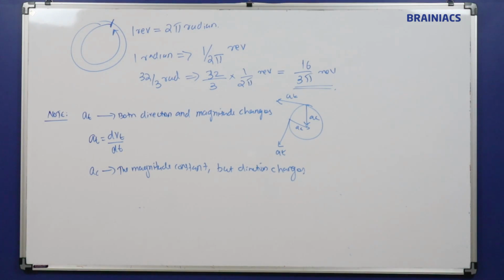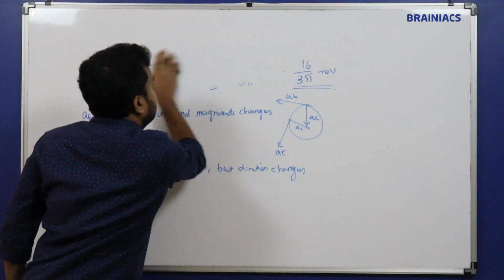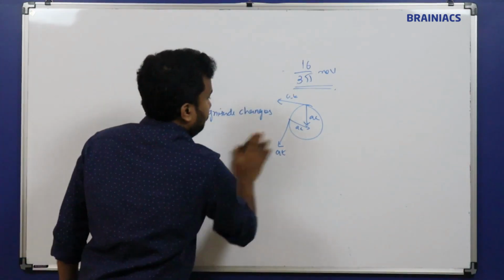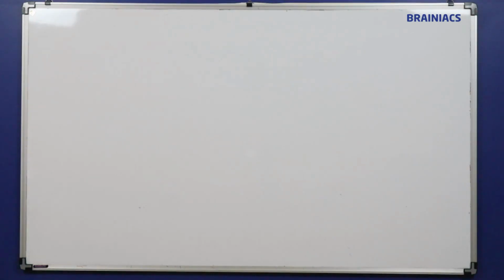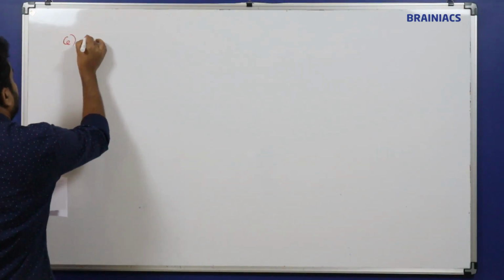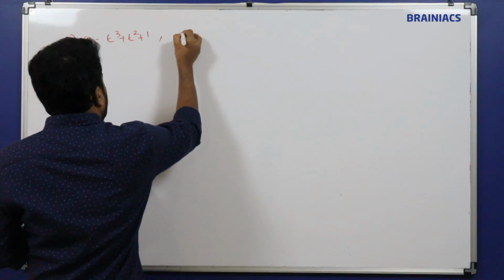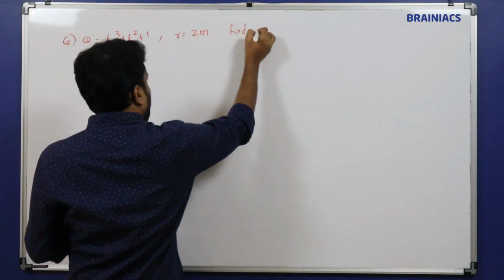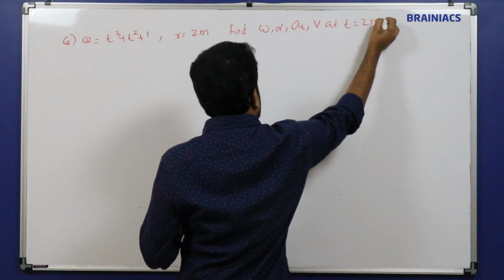So fine, let's do one more question and then we will wind up this session. Let me clean the board first, then we will write. Theta value will be given as usual as in the other question. If theta equals t cube plus t square plus 1, r equals 2 meter, find omega, alpha, AT, V at t equal to 2 seconds.